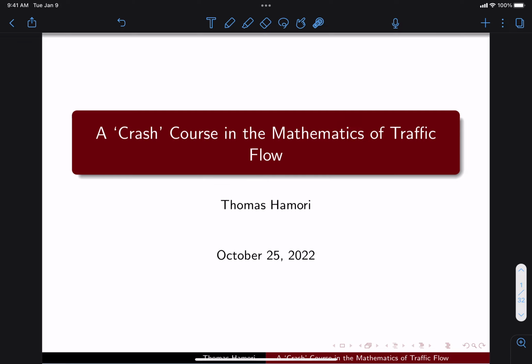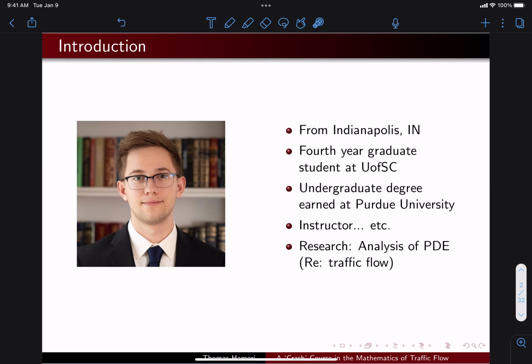But let me just maybe start by introducing myself. So that's me looking more professional than I look right now, wearing the glasses. Of course, got to appear intelligent at all times for headshots. But I'm from Indianapolis, Indiana, so I'm a fourth-year graduate student here at U of SC. I earned my undergrad at Purdue University, and then I moved down here for grad school.